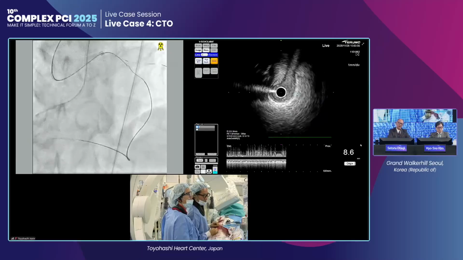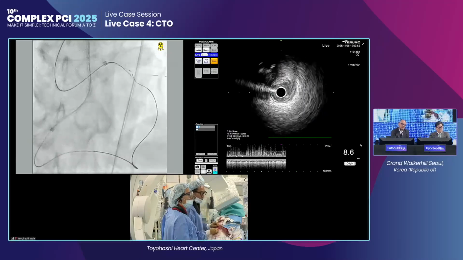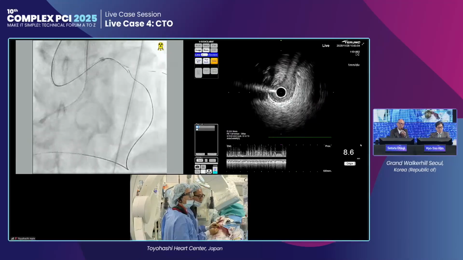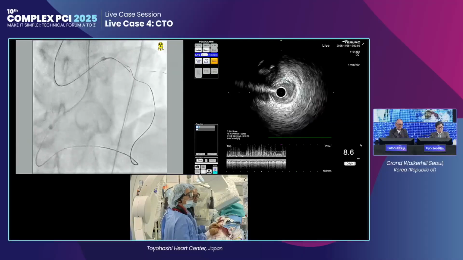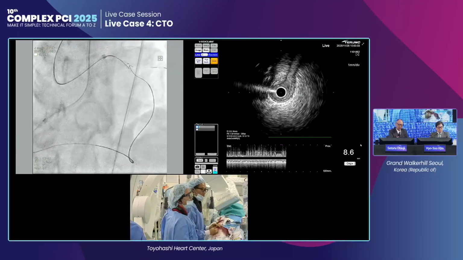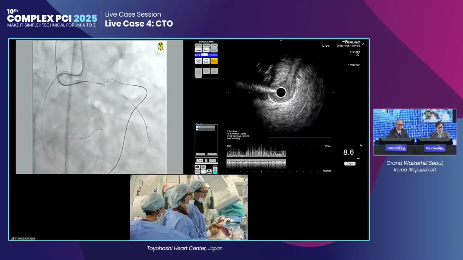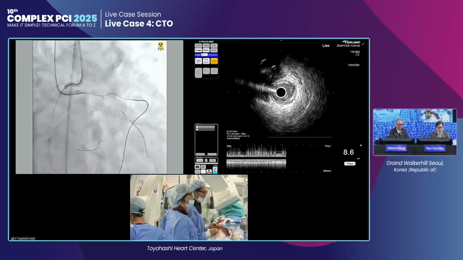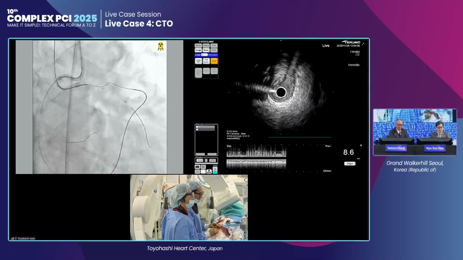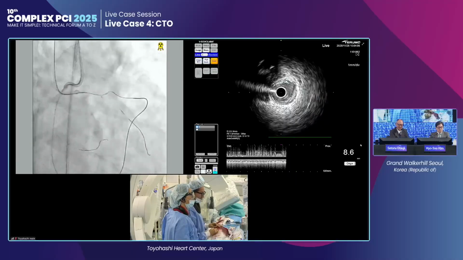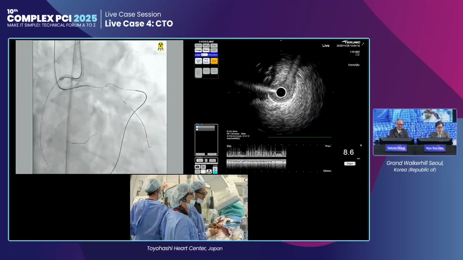Which retro wire will you change to? Gaia Next. We can see the wire controllability is worse than the antegrade. Absolutely. That's why I want to use the antegrade to stick the wire. Okay.